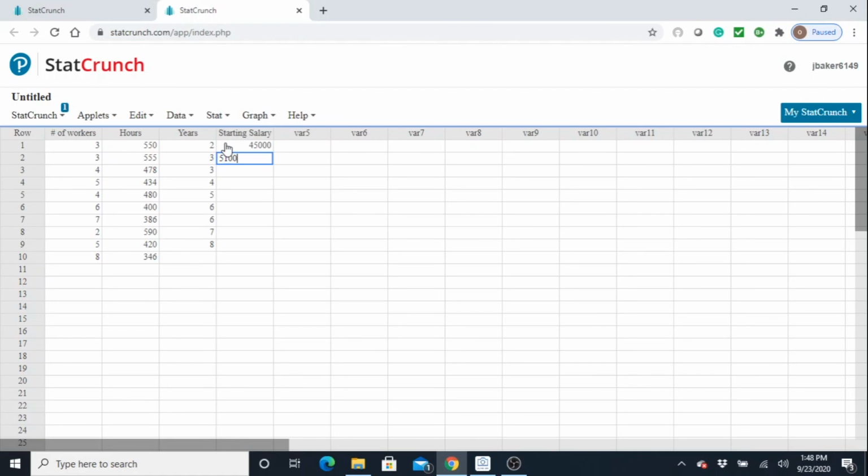So there's my numbers, and then we're going to go again to stat, regression, simple linear. Now be careful because I have a bunch of stuff in there now. I want to pick my years, and I want to pick my starting salary, and I'm going to hit compute. And again, I'm going to get an R value, an R correlation value of 0.929.